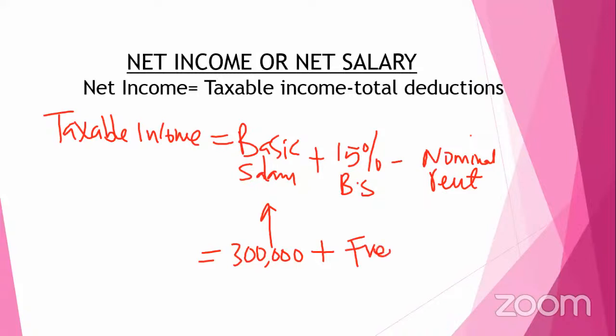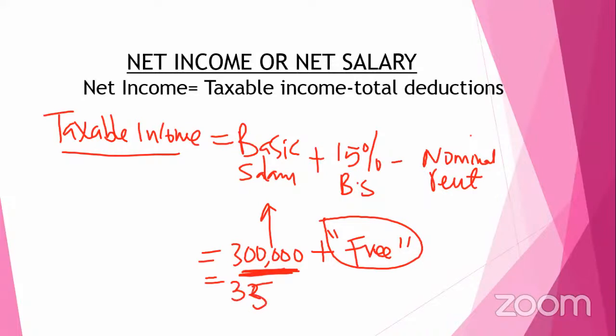Free house is not free. I'm putting brackets. Because the government wants to tax the maximum money from your salary, the government assumes if you are being paid 300,000, and you are given a house allowance, you'll be having more money than 300,000. The reason you're earning only 300,000 is because you are given a free house. So the government was assuming 15% of your basic salary should be your house allowance. So they take 15% of your basic salary, they add here, so that maybe this takes you to 350,000 as your taxable income.